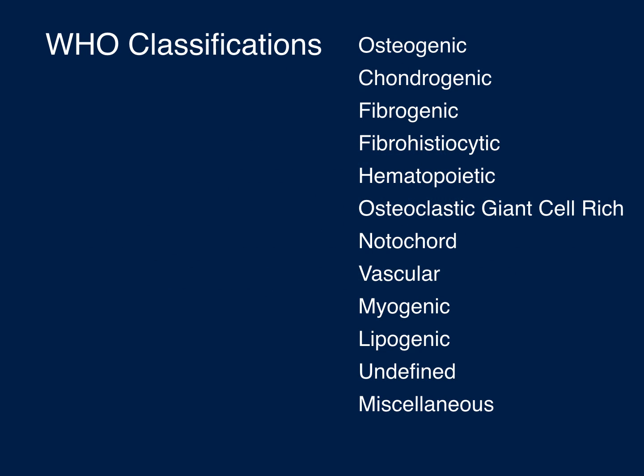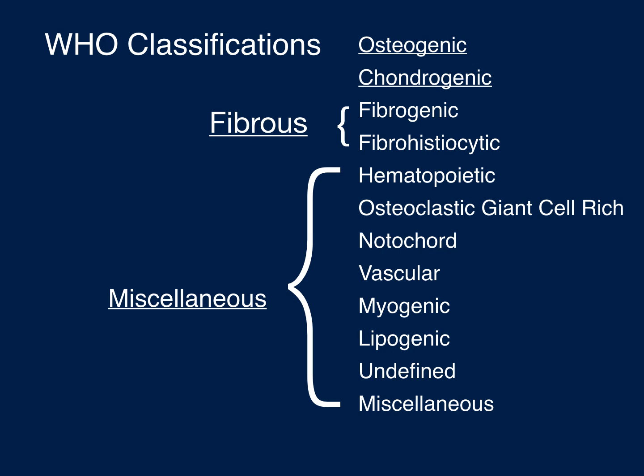So here's the list of groups, and most of these also contain several tumors within each of the groups. I'm not going to cover all the tumors on the WHO list, but I'm going to emphasize the ones I think you need to know. The top 2 are the major categories, osteogenic and chondrogenic, and then there's the fibrous, and then finally under miscellaneous there are quite a few different types of tumors.